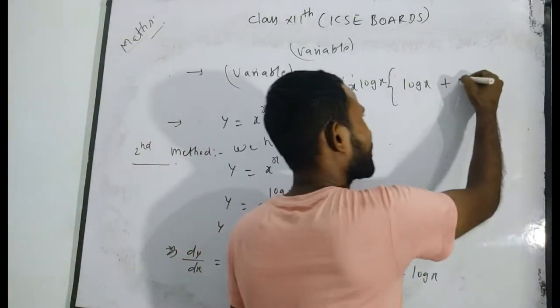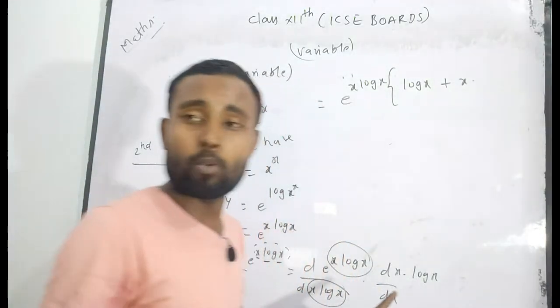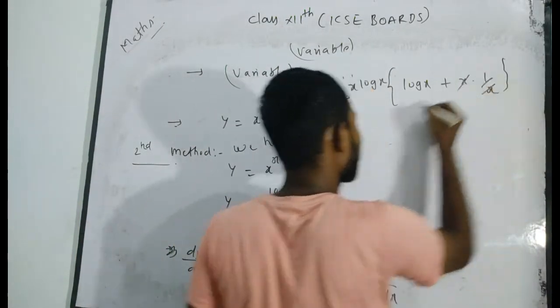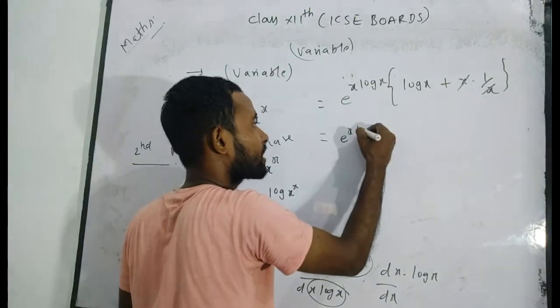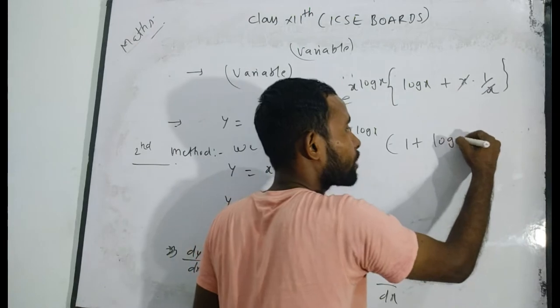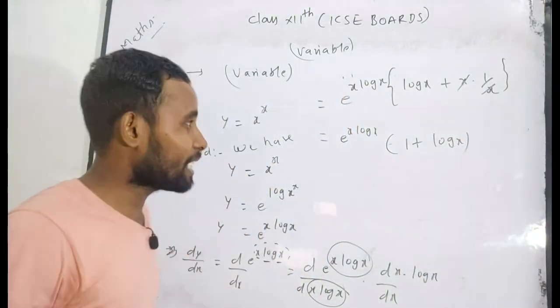And again take x out of it and differentiate log x with respect to x. It will be 1 upon x, cancel, and you will get e to the power x into log x into 1 plus log x.